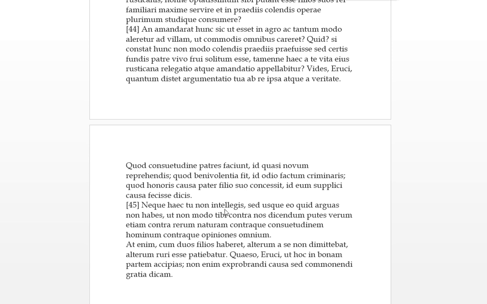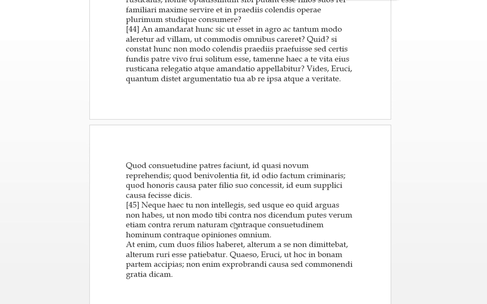Neque haec tu non intelligis. So neither haec, these things, do you not understand. So it's not that you don't understand these things, sed usque eo, but usque as far as eo, this thing quod arguis, which you argue, non habes, you don't have anything for which you are arguing. Ut non modo tibi, to yourself, contra nos dicendum putes, that you think in your speaking against us or pleading against us, verum, so you don't have the truth even, contra rerum naturam, against the nature of things, and contra constitutionem hominum, and against the customs of man, and contra opiniones omnium, and against the opinions of all.